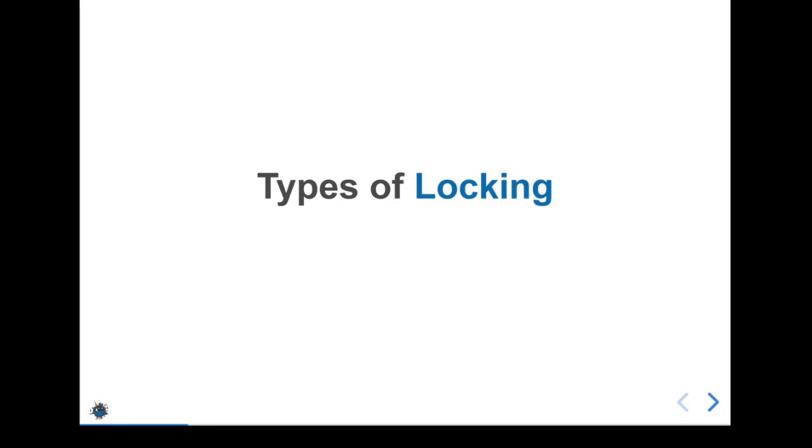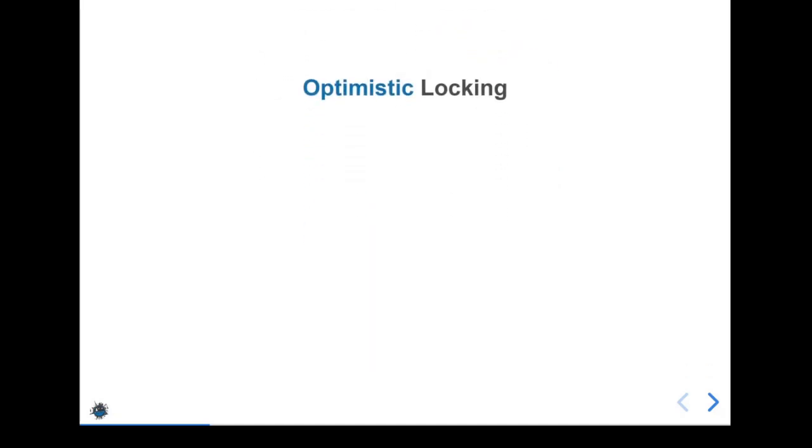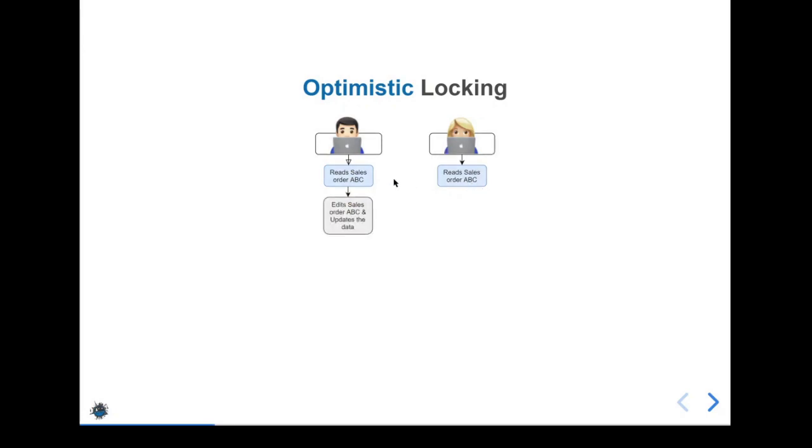But what are the kinds of locking that are available? They are basically, in general, optimistic and pessimistic locking. Okay, now let's see optimistic locking. Let's say there are two persons, person A and person B, trying to read the same sales order ABC, and now sales order ABC was updated by person A. He tries to edit it and he tries to update the data.